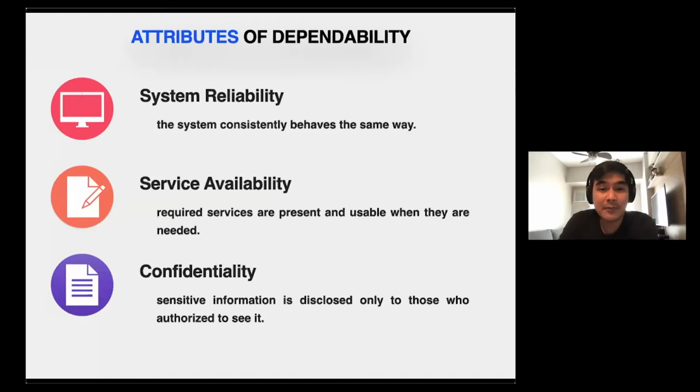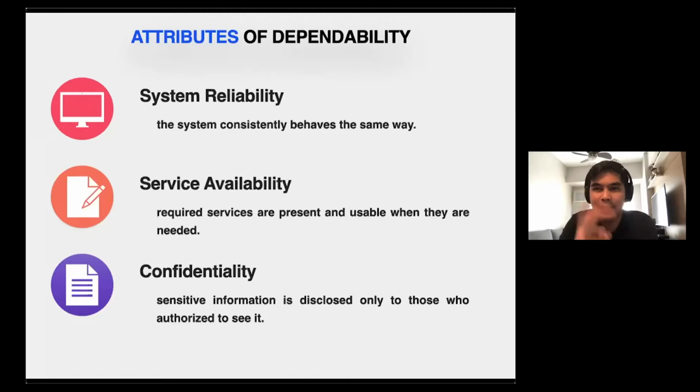Second would be service availability. So kailangan usable siya kapag kailangan natin siya. Okay? And confidentiality, just like what I have mentioned earlier, we are in the hospital and any information system that we are working in a certain hospital should secure the confidential data of our patient. And those who can access the data are the ones who are authorized to access. For example, the members of the healthcare team. You have the doctor, you have the nurses, and other members of the hospital service system.